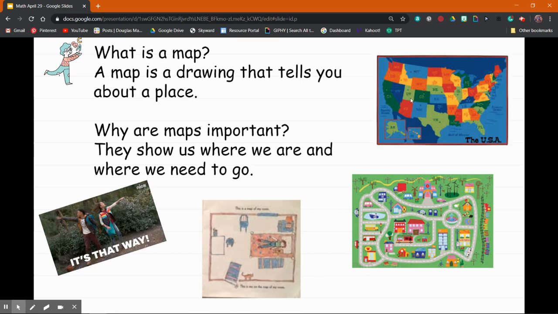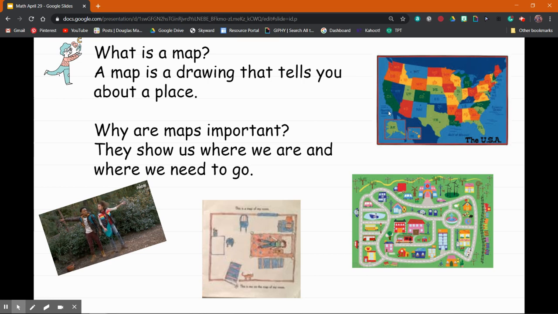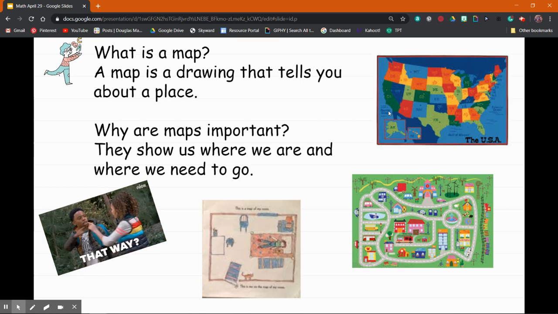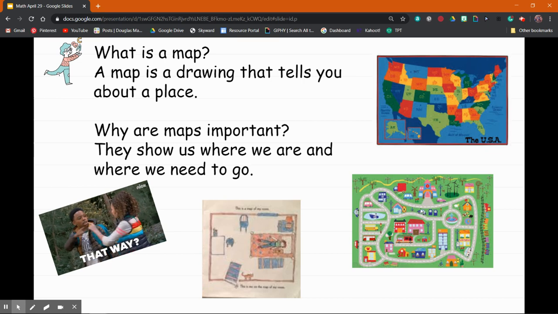So maps help us understand where things are, even on a large scale, when you're talking about something as large as the United States, or even the world. Think of the globe. The globe is a map of Earth. So it can even go as big as Earth, guys.